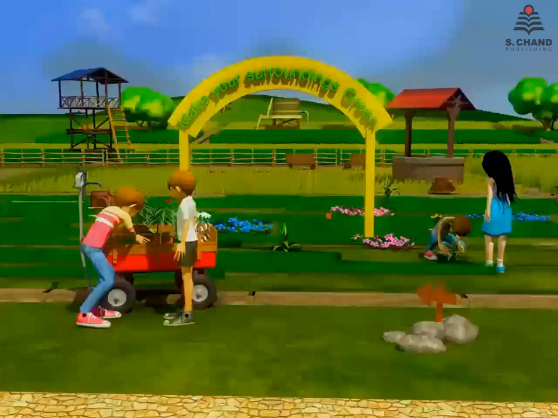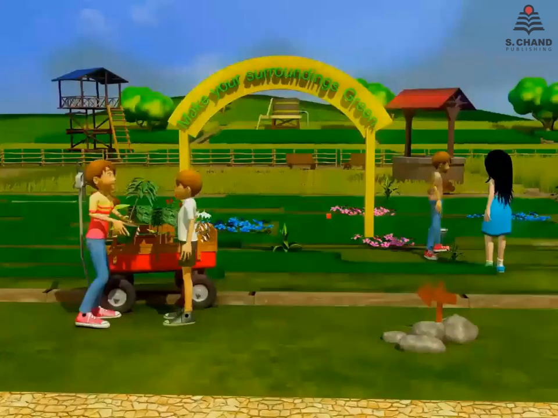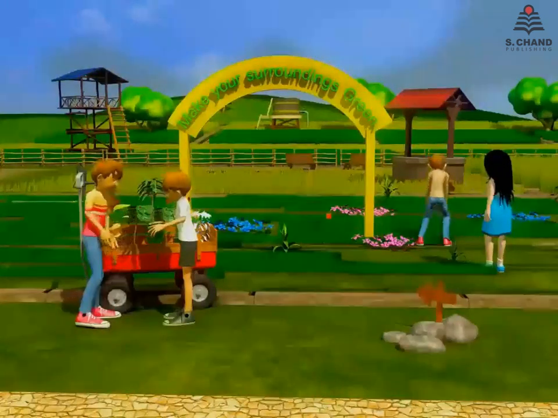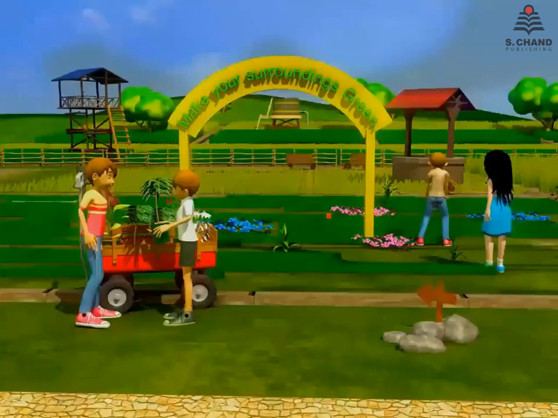Sam has taken a lot of saplings to plant in his school. You also remember to plant a tree on the next 5th of June and make your surroundings green.